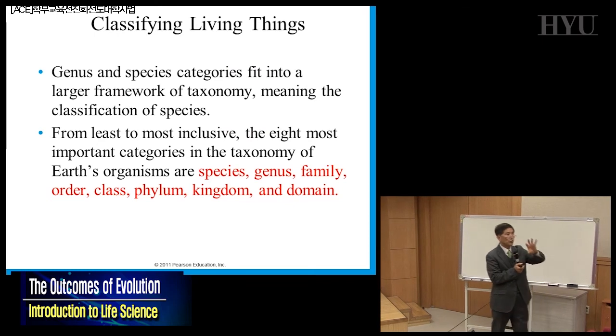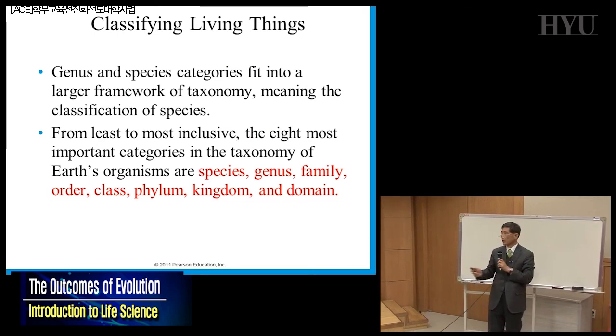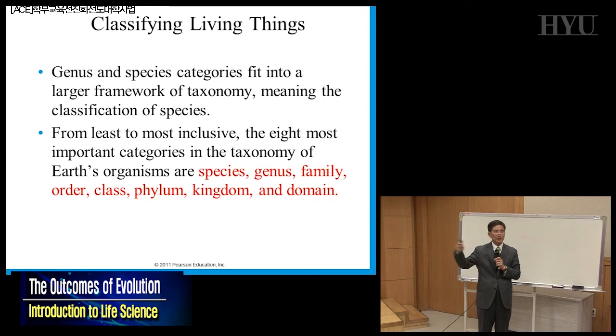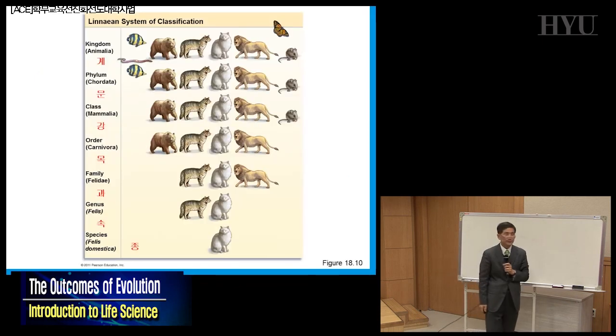So there are more groupings. Species is the smallest group. The next one is genus. The next ones are family, order, class, phylum, kingdom. How do you remember? 개, 문, 광, 목과 속, 종. That's from bigger to smaller: species, genus, family.